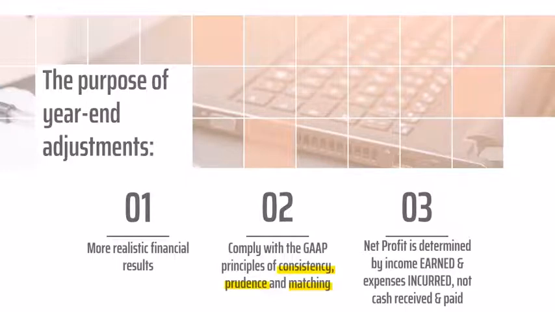And then the third one is what we will base this section and next week's expenses section on, and that is that net profit is determined by income that we have earned and expenses that we have incurred, not the cash received and paid. So it's not about our cash flows, it's about our profit, and profit says how much money we have actually earned minus how much money we have actually spent, regardless of whether we transferred the cash.